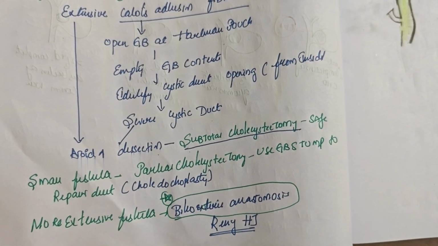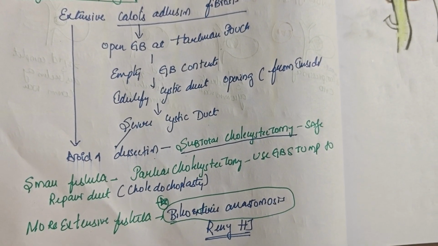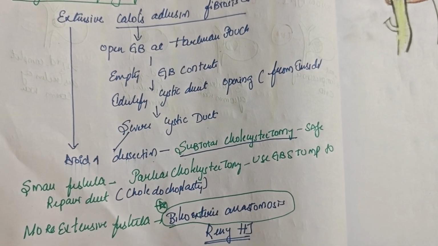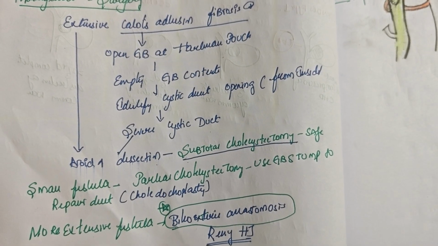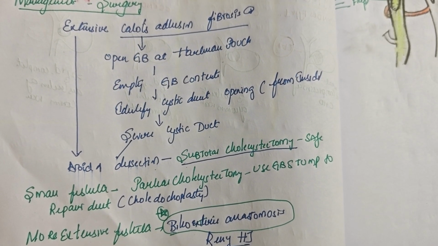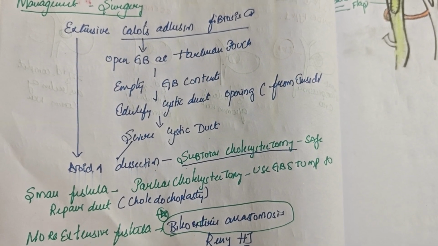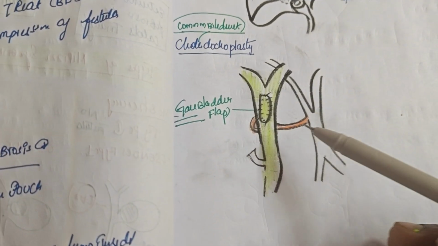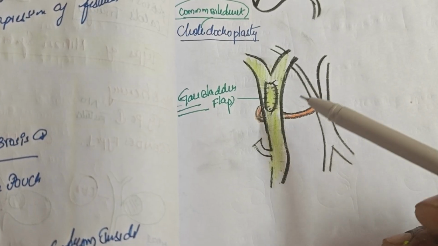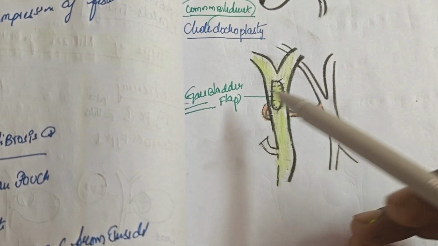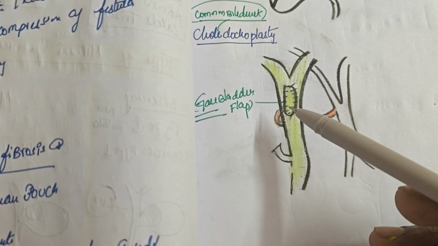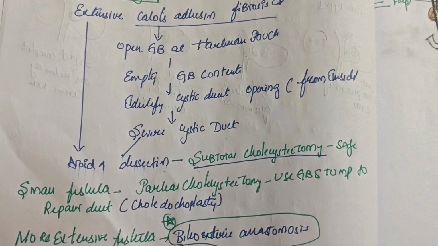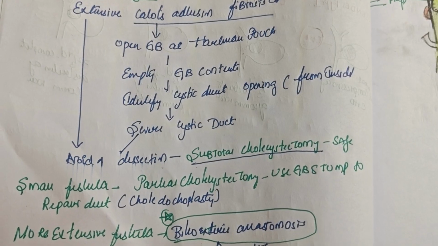If a patient has a small fistula, a partial cholecystectomy is done. In this partial cholecystectomy, remember that the gallbladder stump is used to repair the duct. That is known as choledochoplasty. Choledocho is the CBD, the common bile duct. There's a gallbladder flap here, for the small fistula connection between the gallbladder and the bile duct.